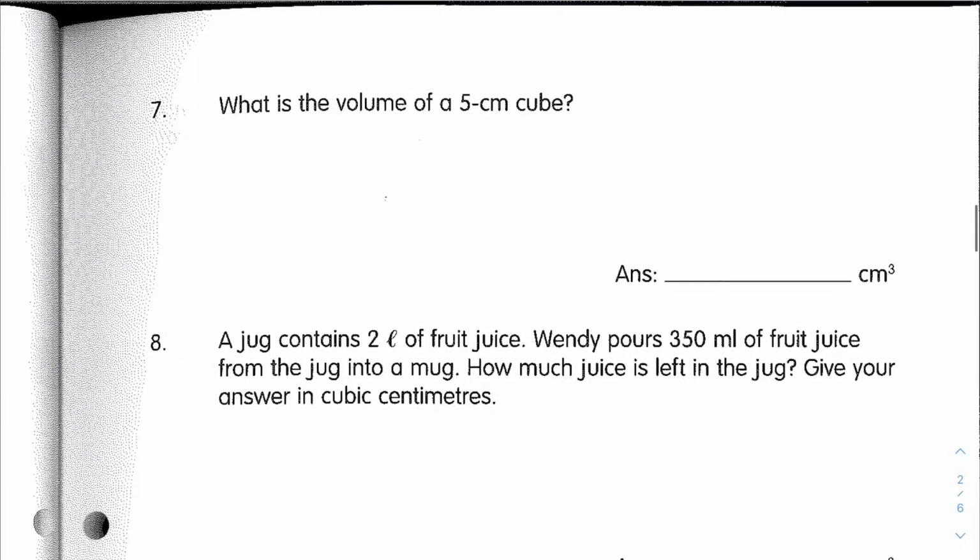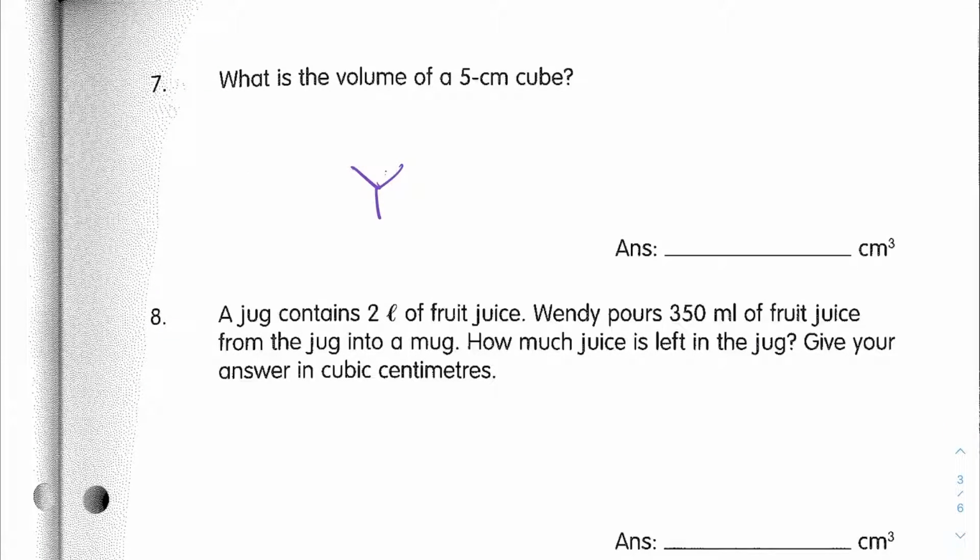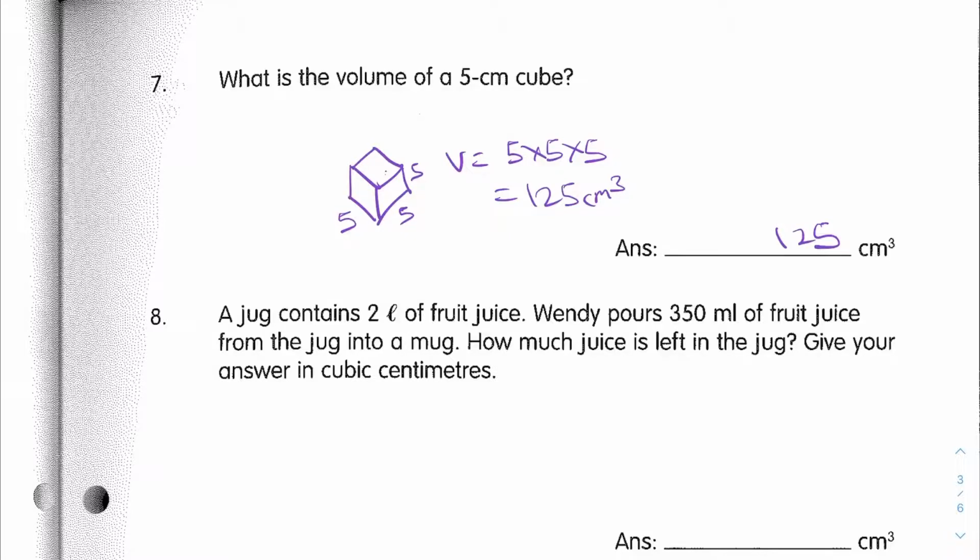Question 7. 5 by 5 by 5. So volume is 5 times 5 times 5, which is 125 cubic centimeters. Next, we come to question 8.